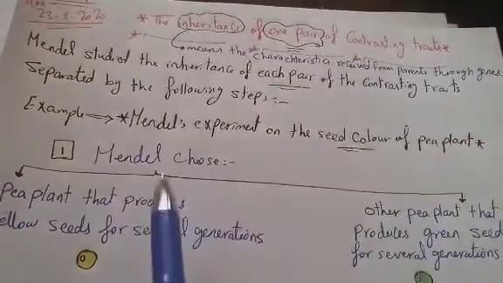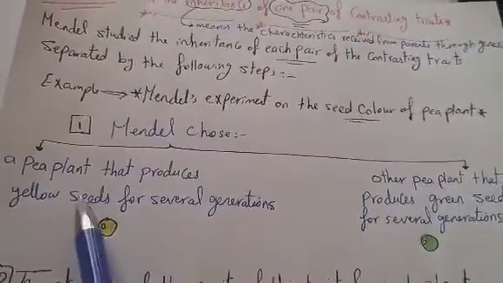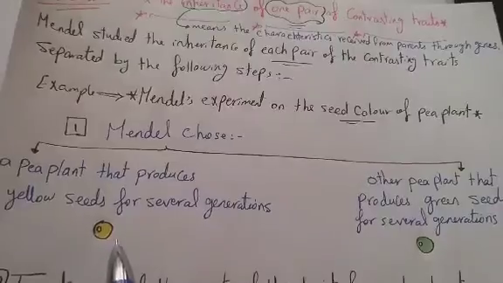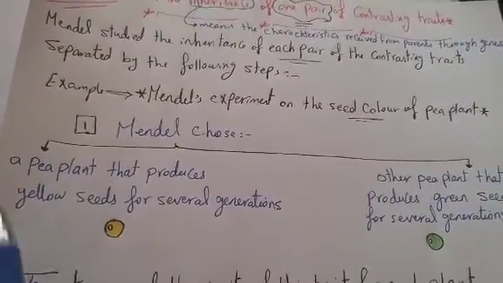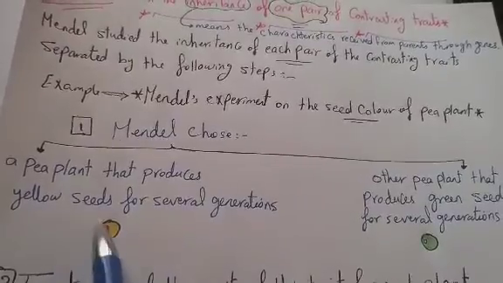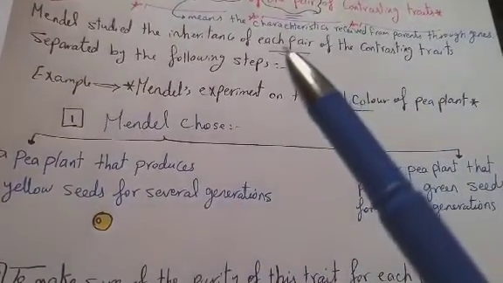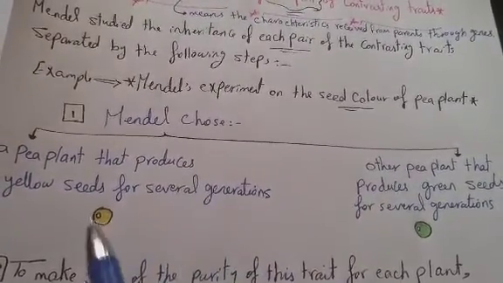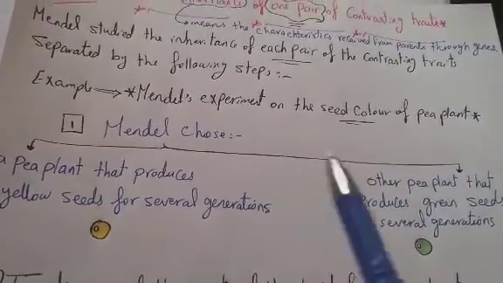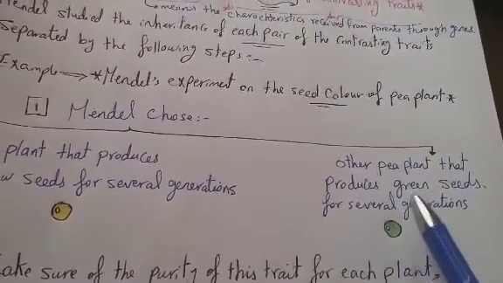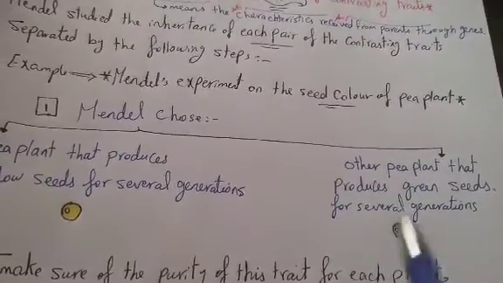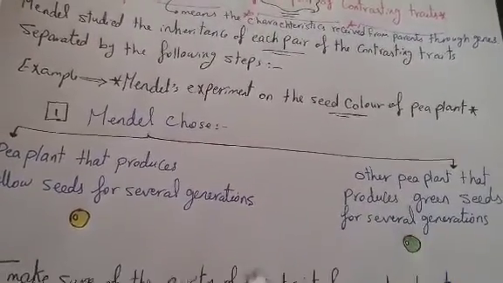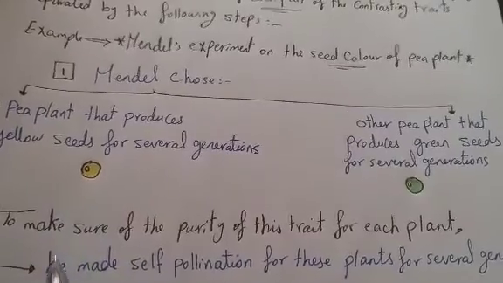Number 1, these are our steps here. Mendel chose a pea plant that produces yellow seeds for several generations. He knew that this plant produces yellow seeds for many generations, not just one. He made sure of this, and chose another pea plant that produces green seeds for several generations. So he made sure of this trait in each plant. Also, to make sure of the purity.